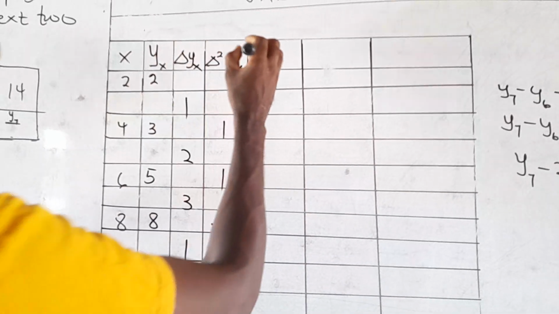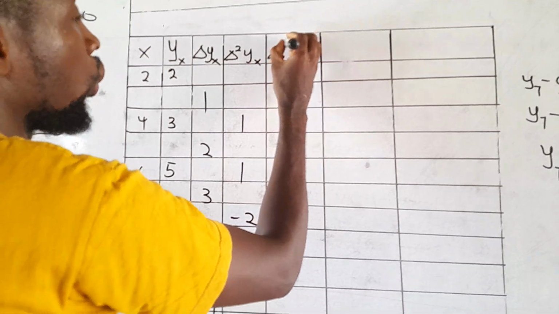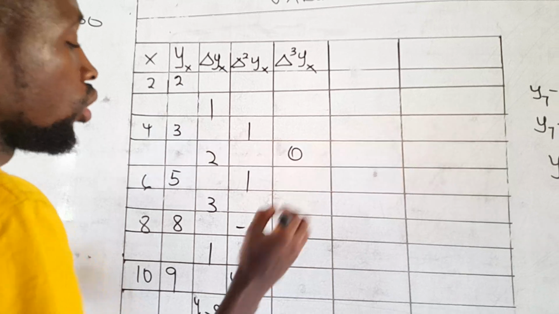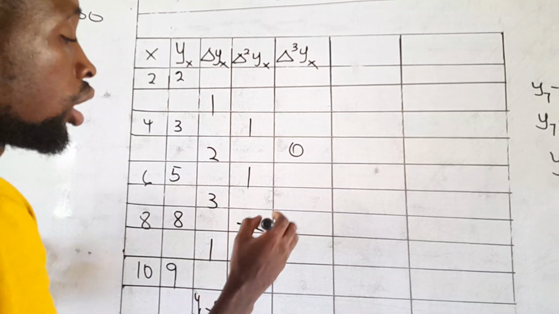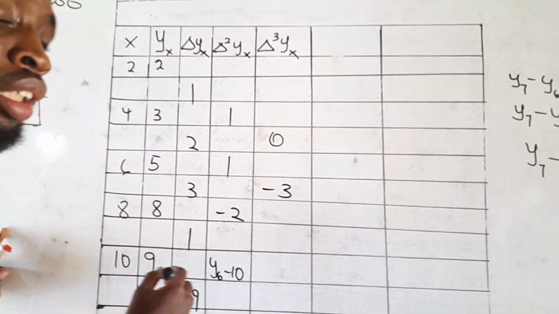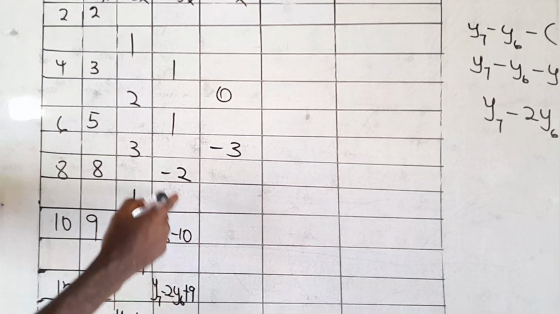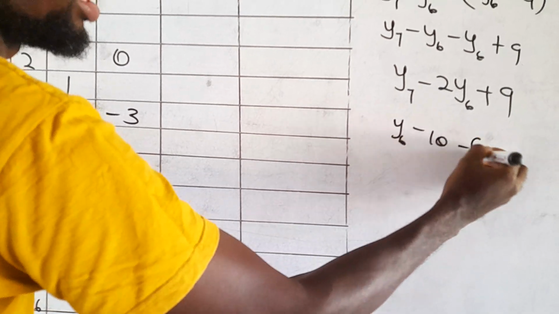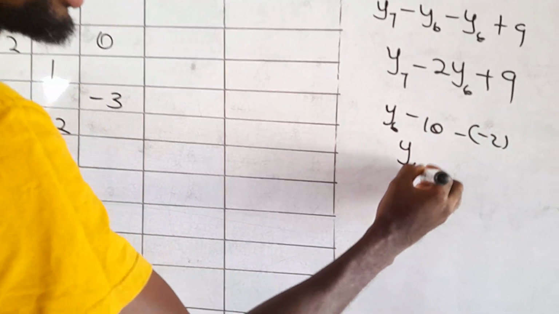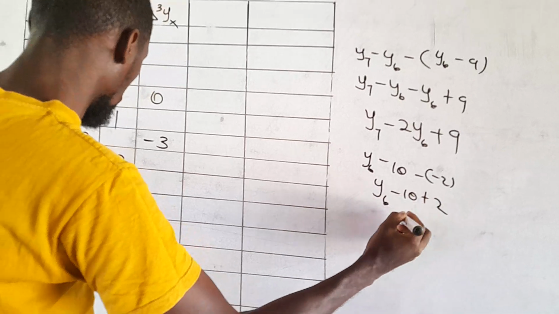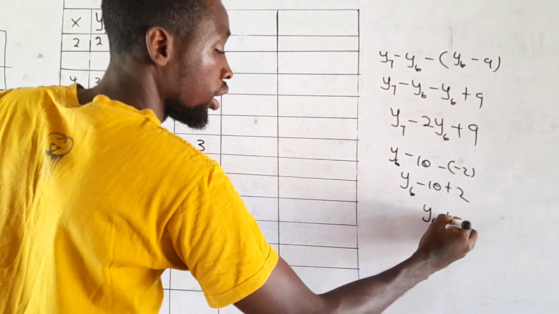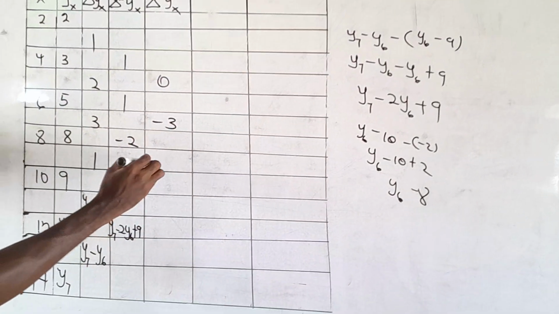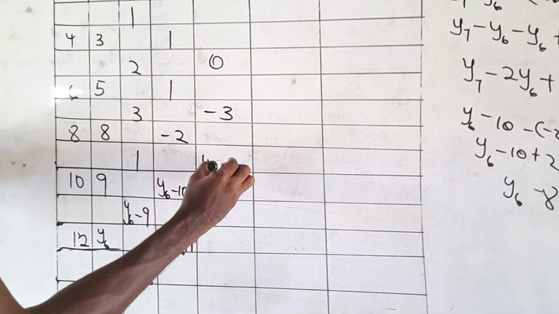So let's find our third difference. That's delta cubed of y subscript x. 1 minus 1 is 0. Then negative 2 minus 1, that will be negative 3. Then y6 minus 10 minus negative 2. That will be y6 minus 10 plus 2, and that will give us y6 minus 8. So we have y6 minus 8 here.